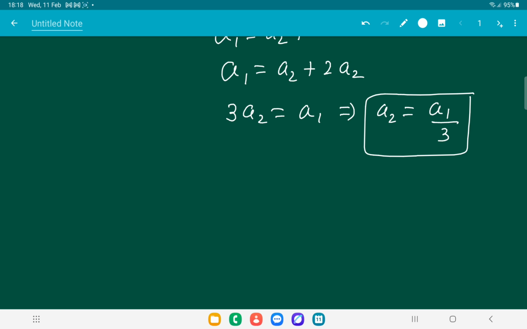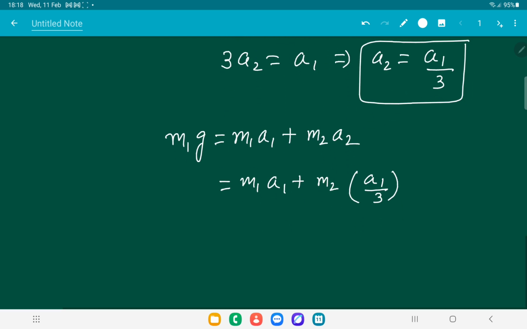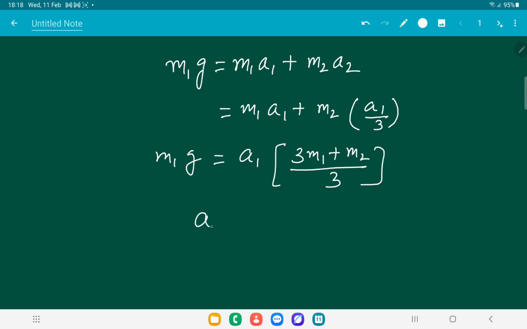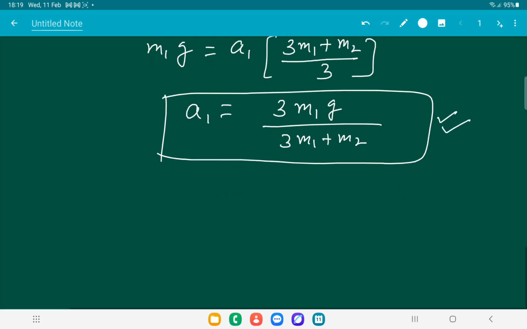Because in the free body diagram we had calculated that m1g equals m1a1 plus m2a2. So this is m1a1 plus m2 into a1 by 3. That means, a1 taken out common, (3m1 plus m2) by 3 equals m1g, which means a1 is equal to 3m1g upon 3m1 plus m2. This is the acceleration with which mass m1 will start accelerating downwards.